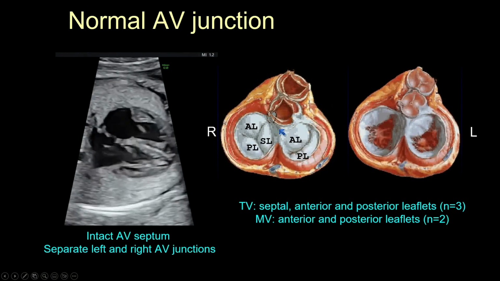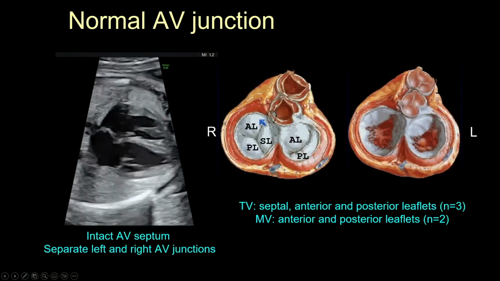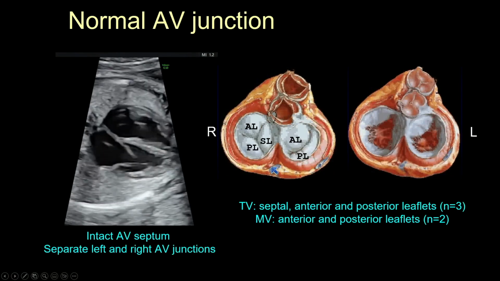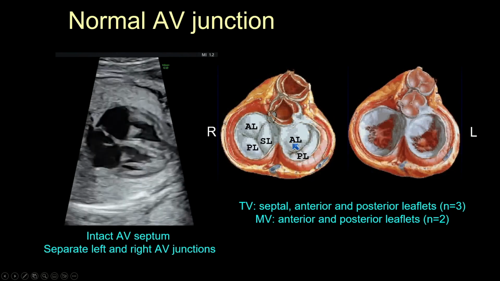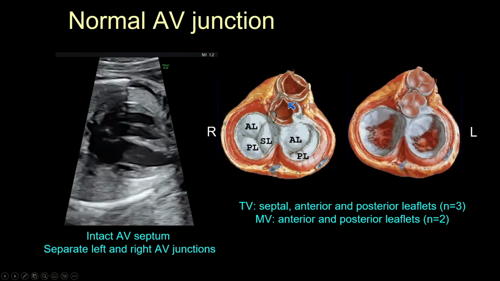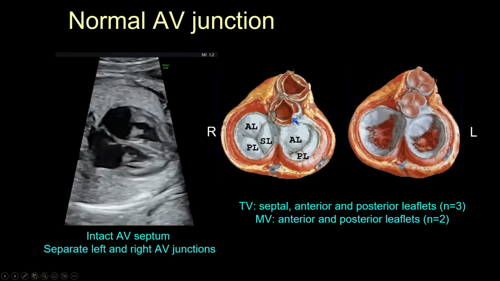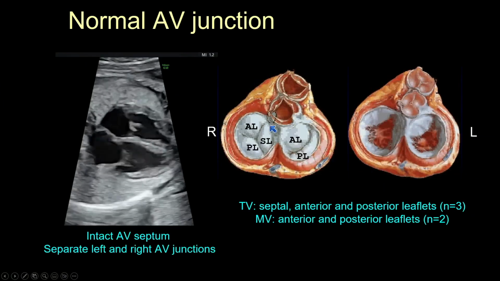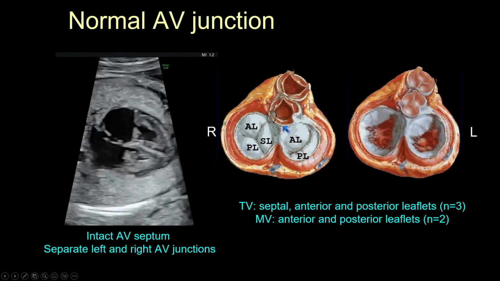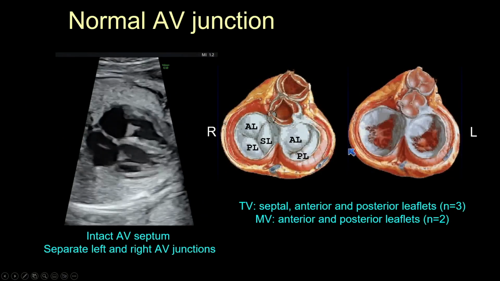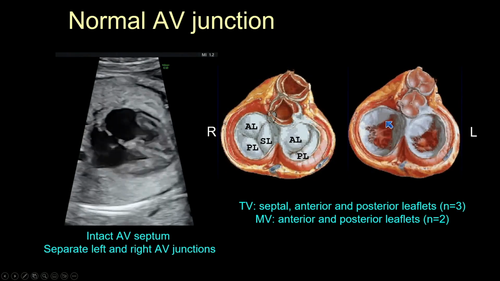Both valves are surrounded by a fibromuscular ring and are completely separated from each other. Finally, the aorta itself is wedged in between the AV valves. So they are in continuity. The mitral valve is in continuity with the aortic valve. This is just the way the valve opens.